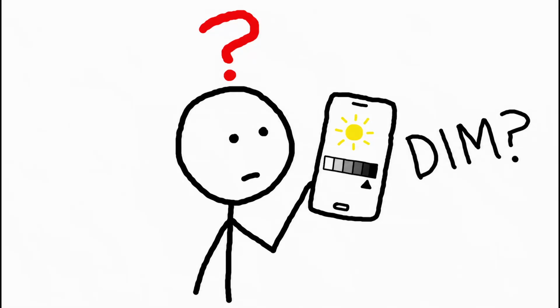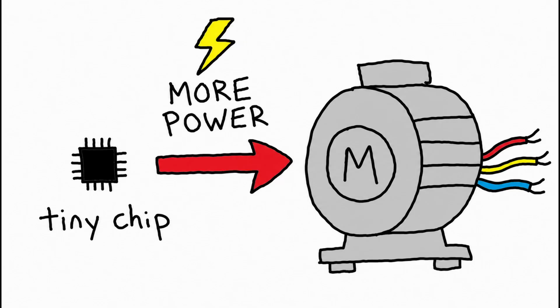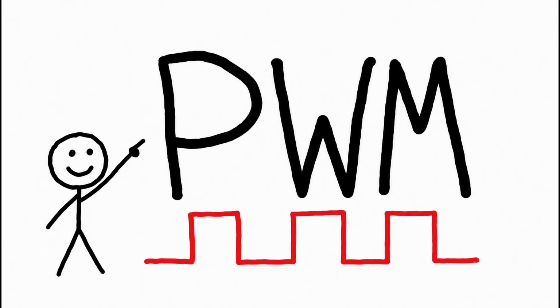Have you ever wondered how your phone dims its screen? Or how a drone motor speeds up and slows down so smoothly? Or how a tiny microcontroller can control a motor that draws way more power than it can ever output directly? The answer to all of these is PWM. And once you understand it, you're going to see it absolutely everywhere.